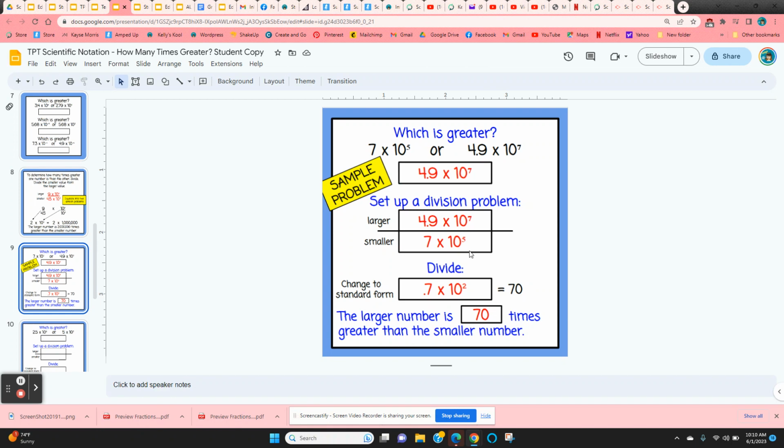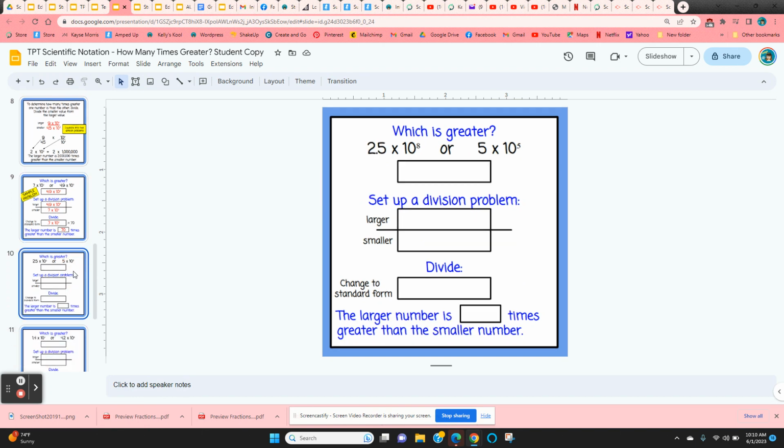They're going to divide these separately. Here they get 7 times 10 squared. They're going to figure out what that is in standard form, which is 70. Just going to move that decimal point 2 places to the right. And so the answer, the larger number, is 70 times greater than the smaller number.